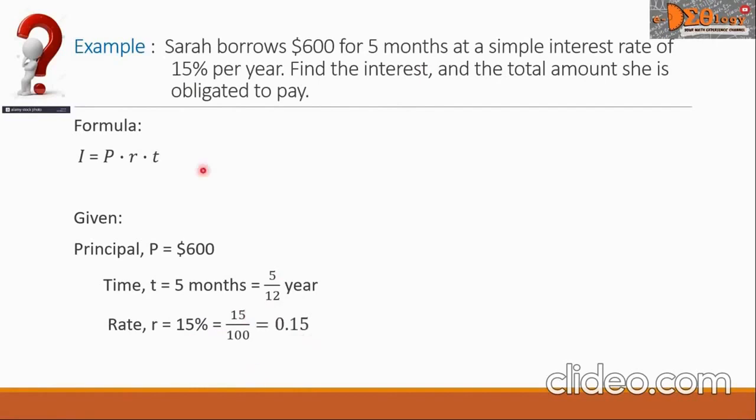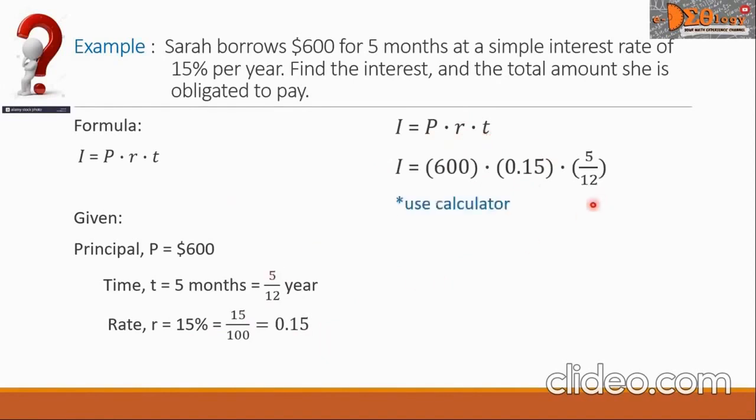And then let us now solve our interest using our formula here. Writing our formula on this side, and let us do the substitution respectively. So this P here now becomes 600 times the R, which is 0.15, times T, and that is 5 over 12. Let us use our calculator, and the value of interest is 37.5, and this is in dollars.